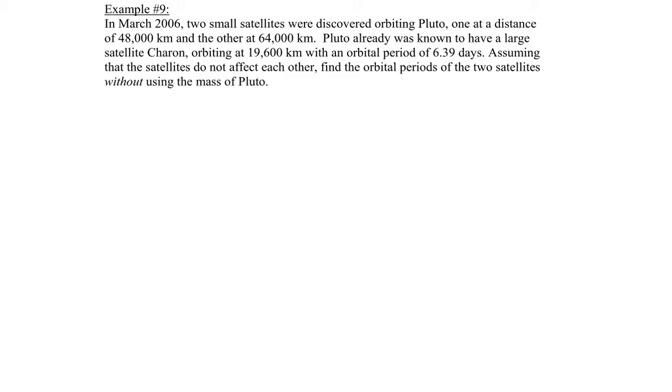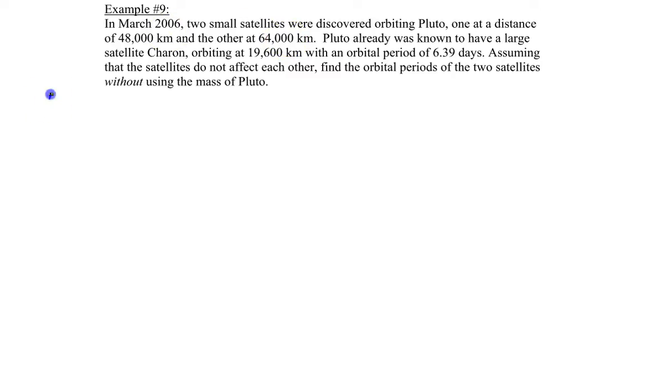We're going to give you some information about two satellites, and using our telescopes, we have determined that they have an orbital radius of 48,000 kilometers, the first satellite, and the second one is 64,000 kilometers. Now, from earlier investigations, we know that we have a satellite named Charon that is orbiting at 19,600 kilometers with a period of 6.39 days. So what we'd like to know is what is the time period for the first satellite and the second satellite that were discovered back in March 2006.